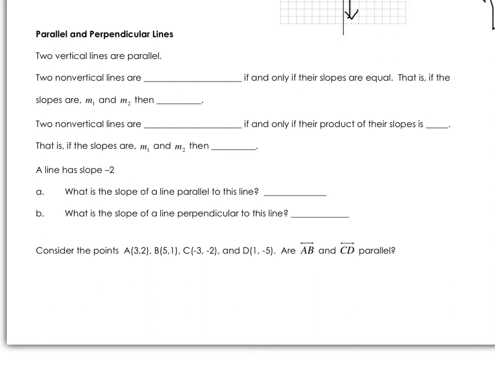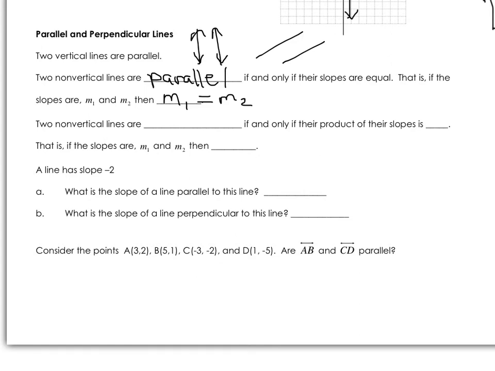Two vertical lines are parallel. Parallel means they will never intersect. They both keep going up forever and down forever. They never intersect. They're parallel. Two non-vertical lines are parallel if and only if their slopes are equal. That is, if the slopes are m1 and m2, then m1 equals m2.